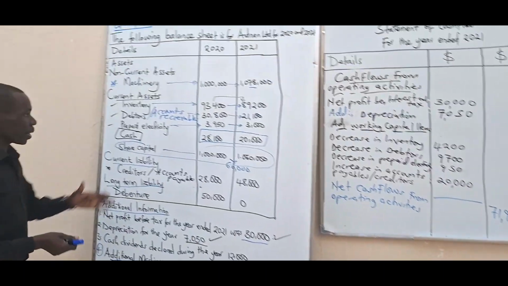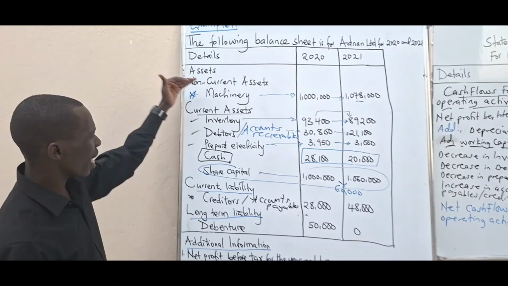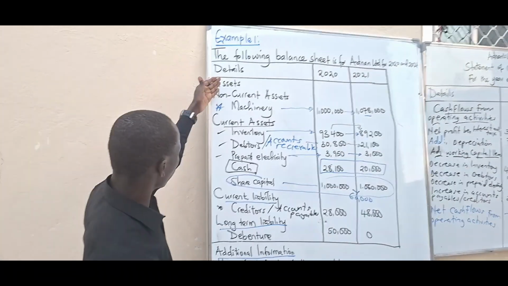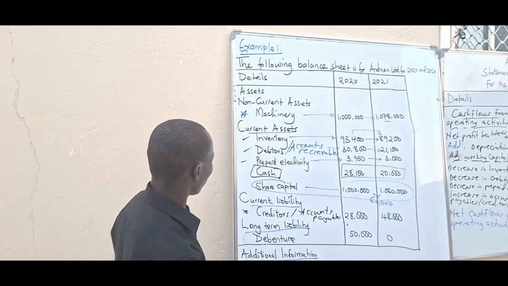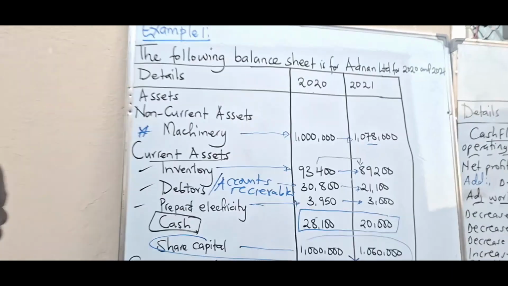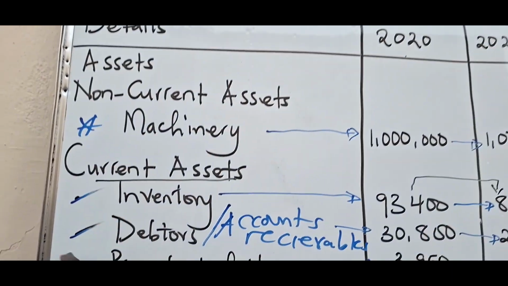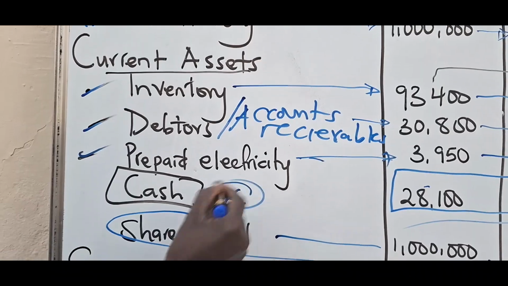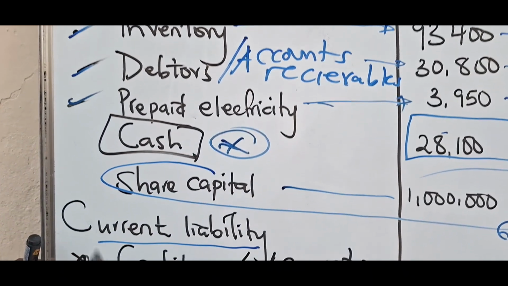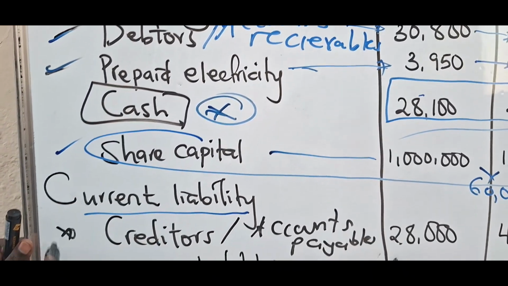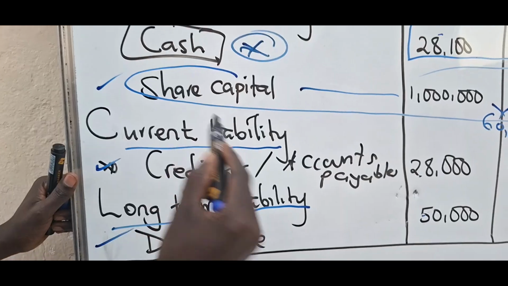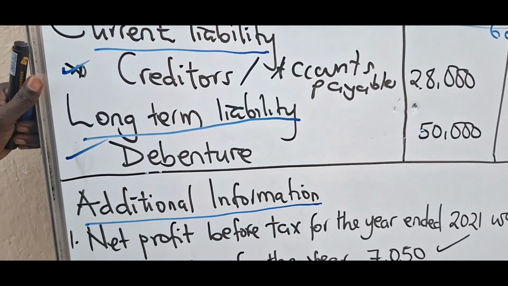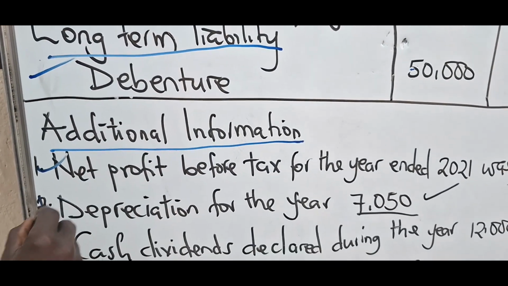After that, you come back here so that you don't leave any item unrecorded. You go through non-current assets, we cleared the machinery. Current assets, we cleared inventory, creditors, prepaid, except the cash. As I said, you first eliminate that. Then you go to share capital, we have cleared that. Creditors, cleared. Debenture, cleared. When you go under additional information, net profit is already recorded, depreciation recorded.